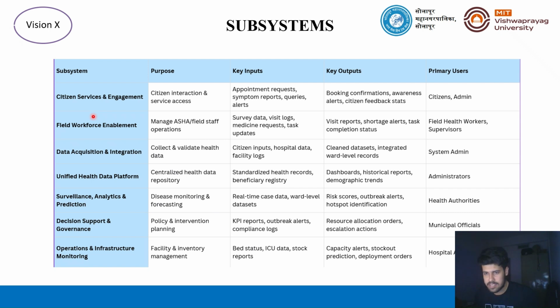Decision support for government comes as the next module, where policies are drawn up or key suggestions are given to the government. And the last part is operation infrastructure monitoring. Basically, we have real-time status of beds, ICU data, and stock reports. Basically, all the data of hospitals. So in case of emergencies, we can provide emergency stocks from the nearest hospital or, at the same time, from retailers as required.